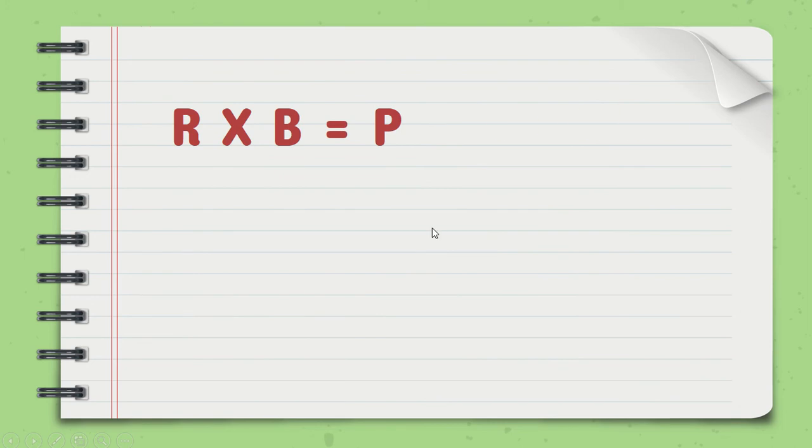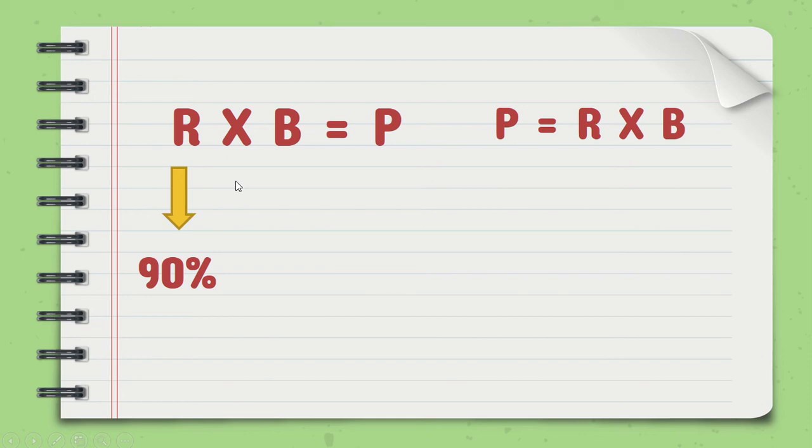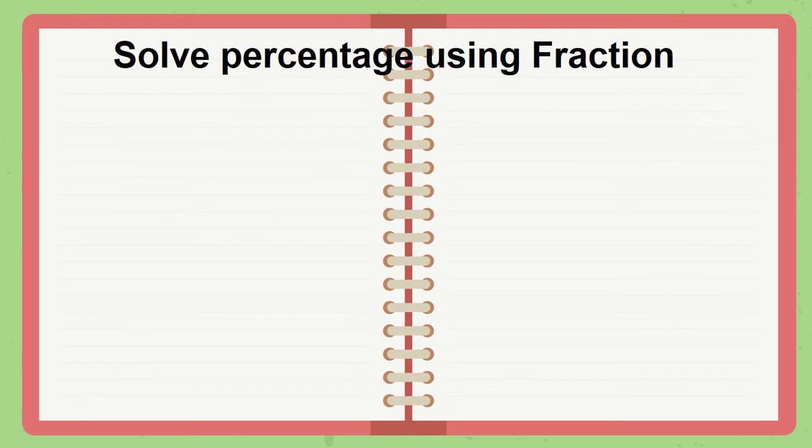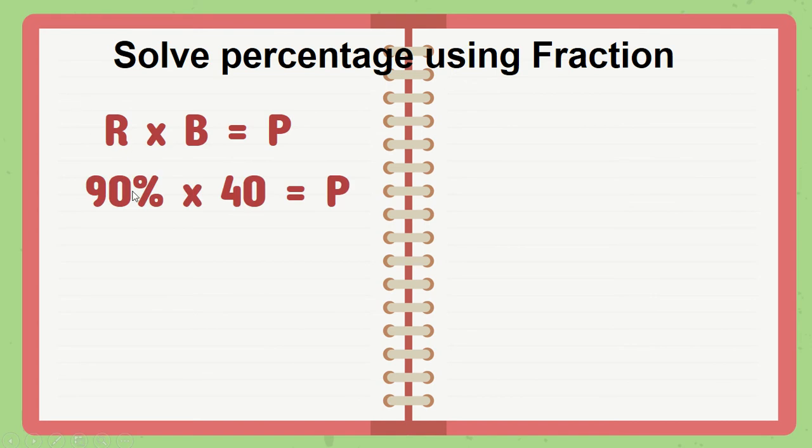So if we have this, let's change the formula with the values. The rate is 90% while the base is 40. So percentage is missing. So we can solve the problem by using fraction. Okay, I will show you how to do it. Rate times base equals percentage. So the rate is 90%, the base is 40, and the percentage is missing.